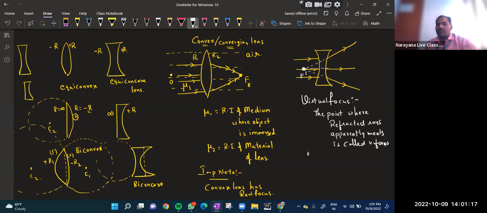No. So I'll write down that point. Very, very important note. Concave lens has only virtual focus or apparent focus.